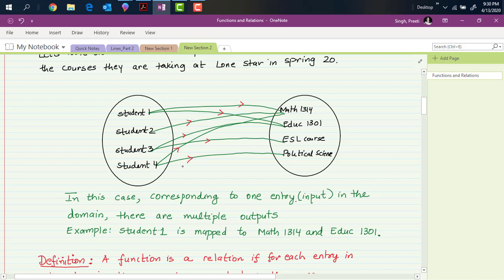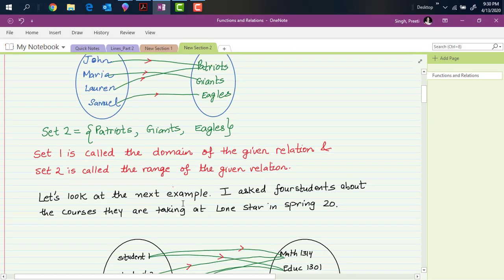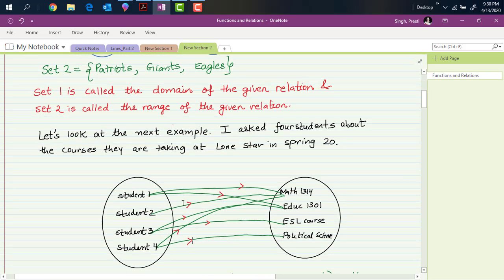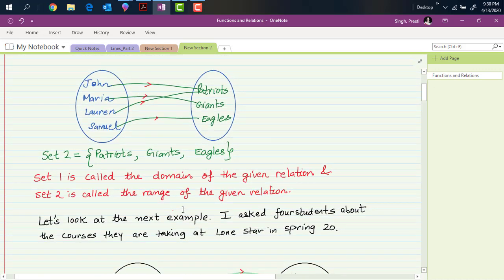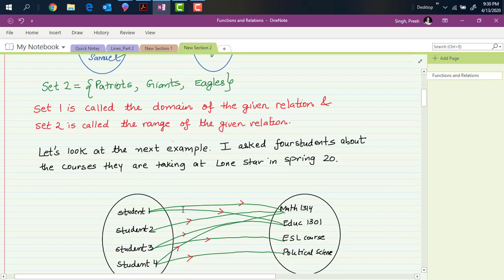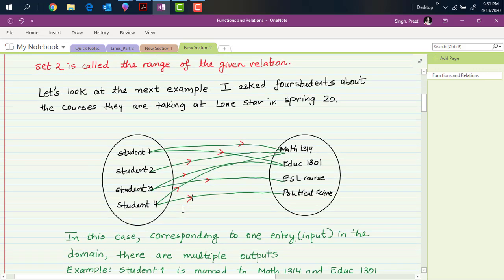Now what is the difference between the first and the second relation? In the first relation, since I asked to pick one favorite football team, for every input I only have one output. For every question asked, there is only one answer. It may or may not be unique, but for one person, there is one team. In this case, I cannot do that, because one student can take multiple classes: two classes, three classes, or four classes.